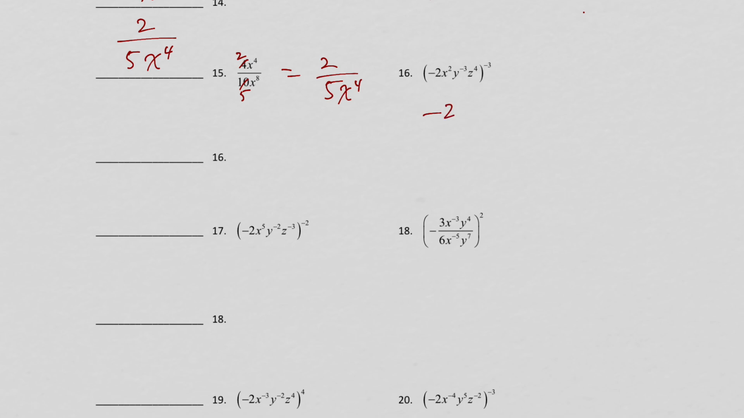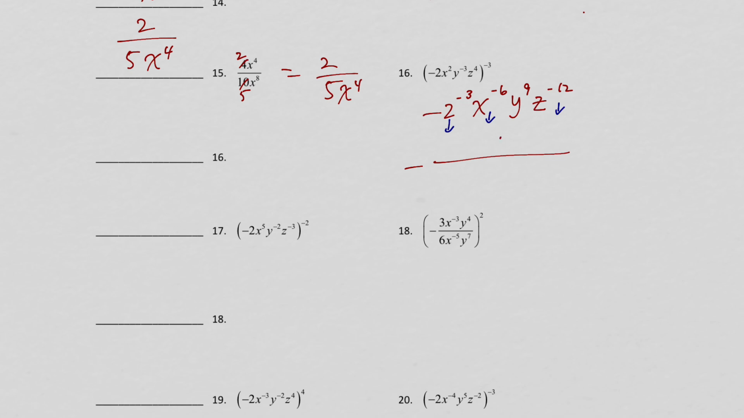And then I'm going to have 2 to the negative 3, x to the negative 6, y to the positive 9, and z to the negative 12. And then I'll create a fraction. This is a negative. This negative is just right there. And then everything with a negative exponent goes to the bottom of the fraction. And everything with a positive exponent stays on the top of the fraction.